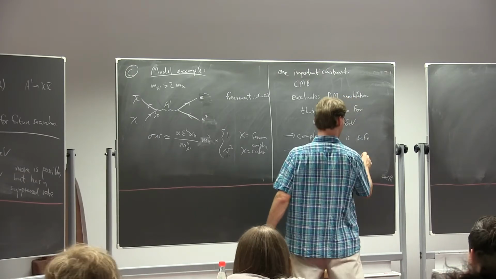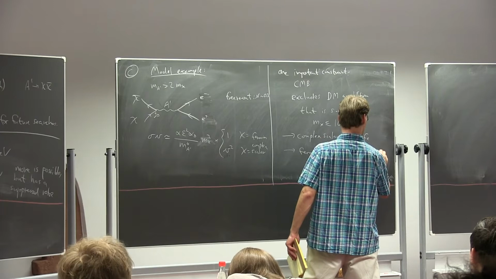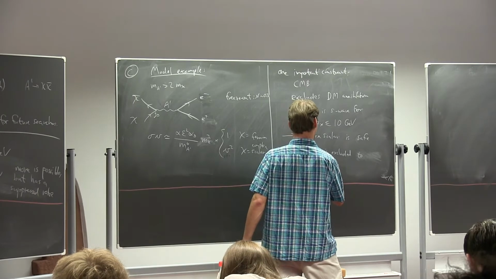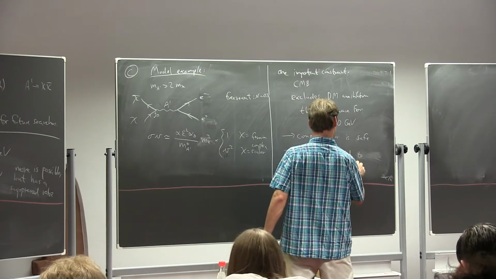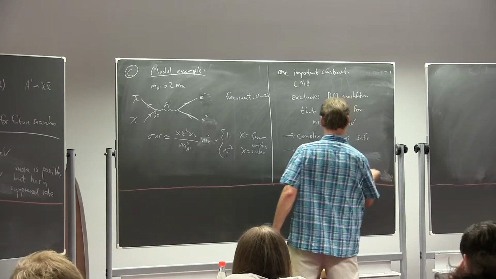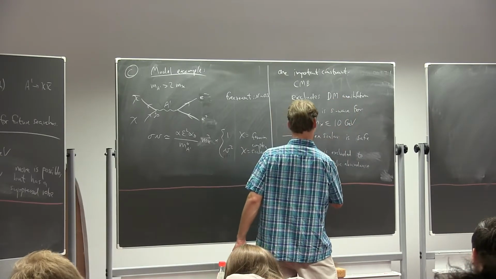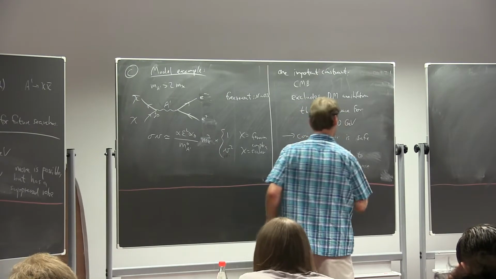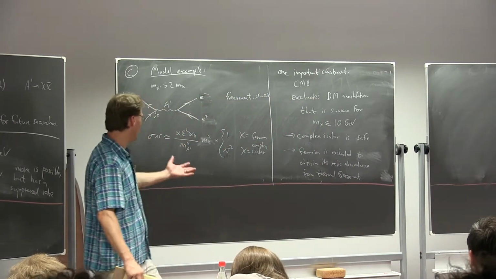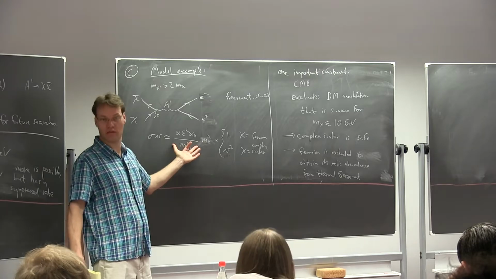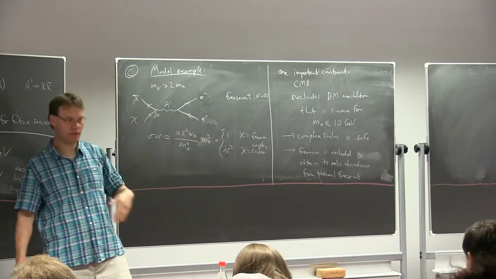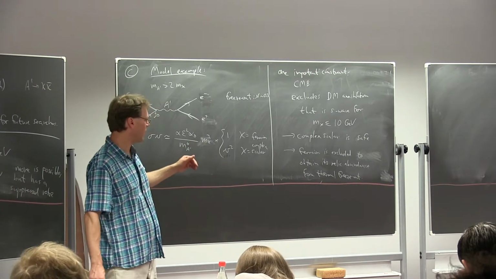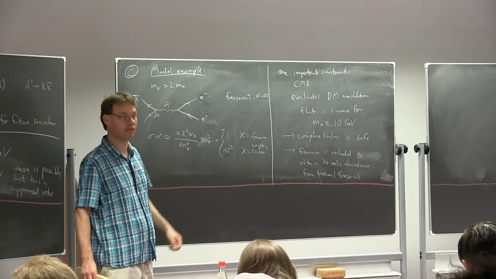And just to be clear, it's excluded to obtain its relic abundance from thermal freeze out. But for the complex scalar, you're fine. And you can just calculate what the parameters are that you need in order to get the right annihilation rate. You know what the cross-section has to be. It has to be of order picobarn to get the right relic abundance. And then the complex scalar is fine, safe.